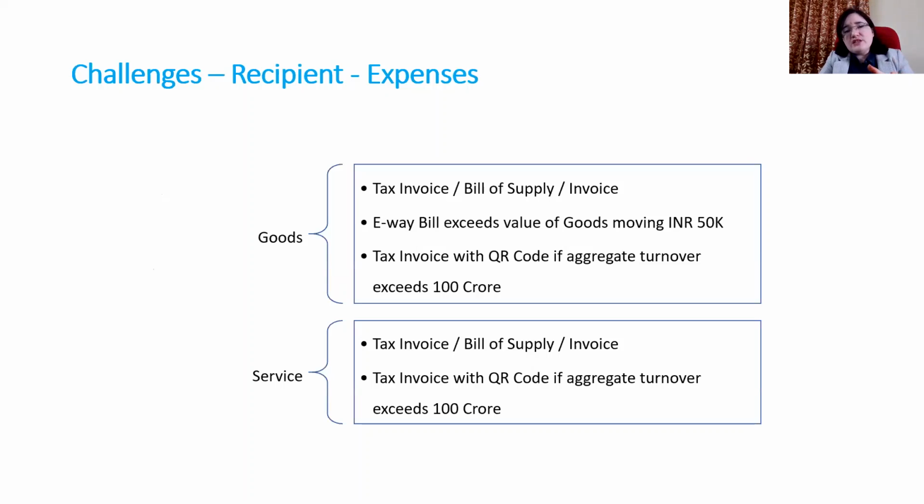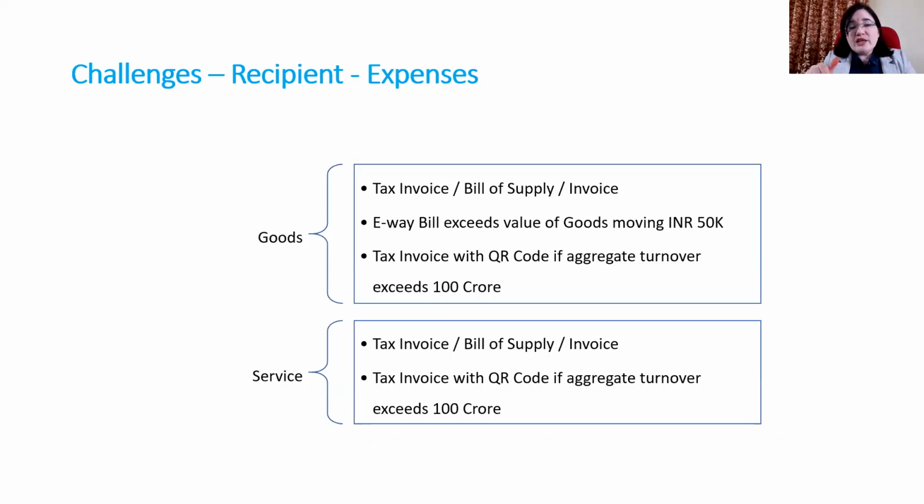So these are some of the challenges from the supplier perspective. But as a recipient, what are the challenges for me? Whenever I am receiving any goods or services, I have to track. Whenever I am a recipient of goods, I have to track whether I have received the tax invoice from the supplier who is below 100 crore, from the vendor who is below 100 crore.